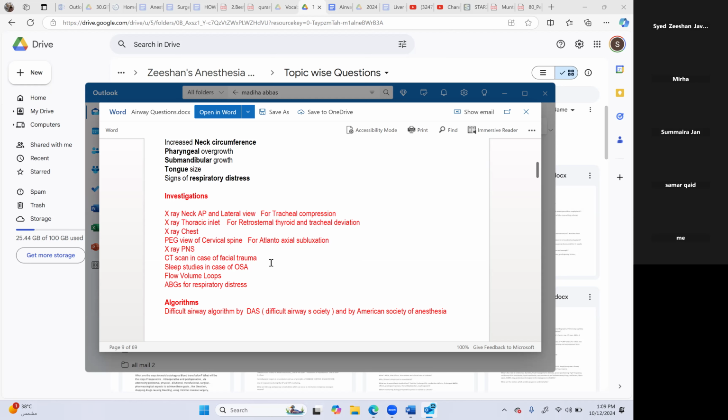Otherwise, if it is an elective surgery and you are not able to ventilate or place the endotracheal tube, you will awaken the patient. So you will be following the Difficult Airway Society algorithm. If you are not able to ventilate, or not able to intubate, you have to follow the DAS algorithm. An LMA or supraglottic airway device, oropharyngeal airway, or nasopharyngeal airway will help you out.